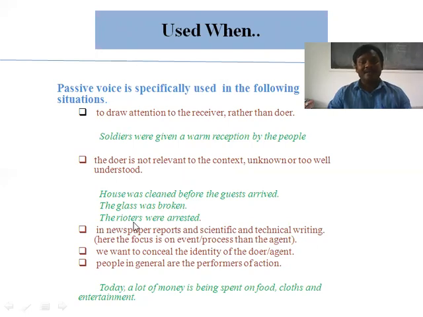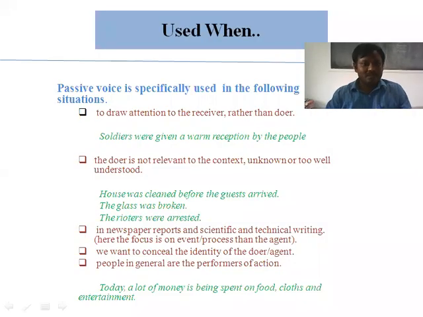Next one, the rioters were arrested. Here, the doer of the action is very well understood because the rioters were arrested. Who will arrest the people who offend? It is generally the police.